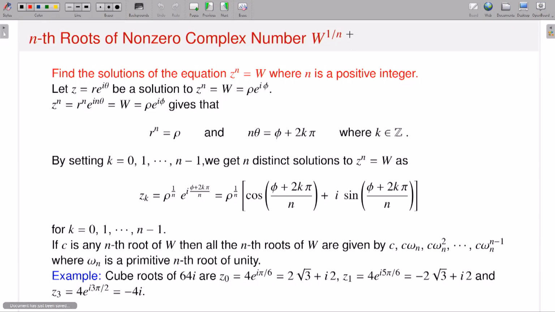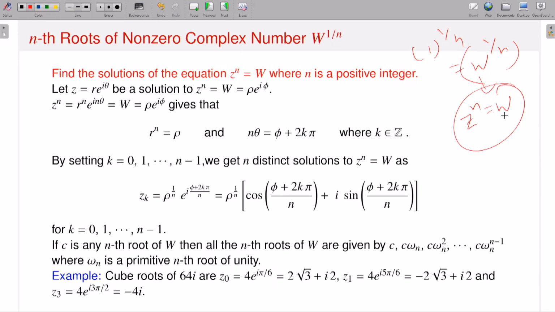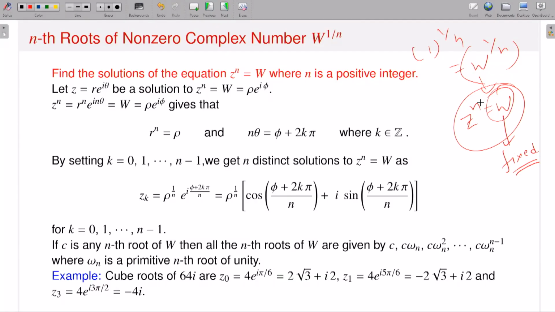The same concept you can transfer to the context where, instead of 1 to the power 1 by n, I have w to the power 1 by n, where w is another complex number. In other words, I am trying to solve the equation z to the power n is equal to w, where w is a fixed complex number. What are the roots? The same trick will work. Earlier you had 1, which is of the form 1 times e to the power i0. Here you will have a fixed complex number in its exponential form. You just apply the same technique in this context and you will get the roots.